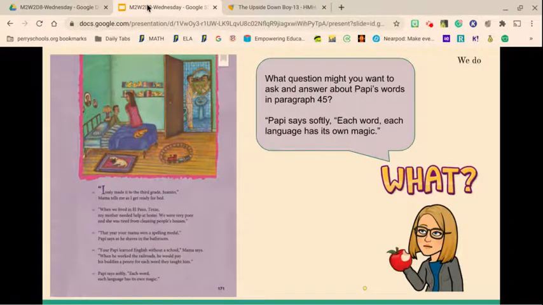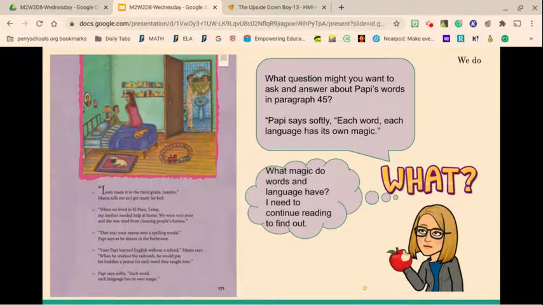So after I read this question, I wanted to think a little bit about what questions we might want to ask and answer about Poppy's words on page 40 or paragraph 45. So Poppy says softly, each word, each language has its own magic. What magic do the words and language have? I need to keep reading to find out.